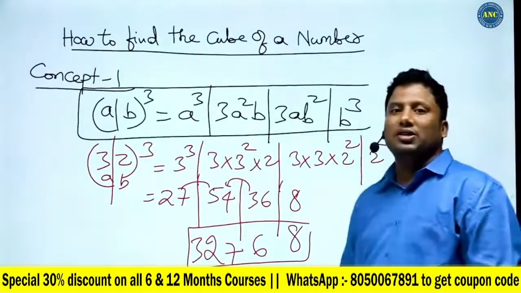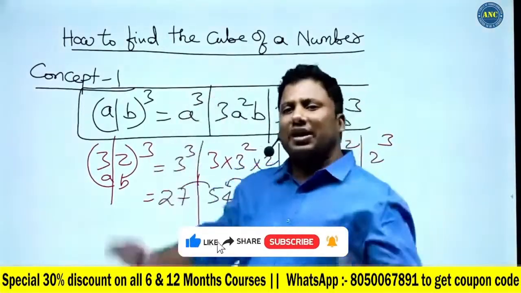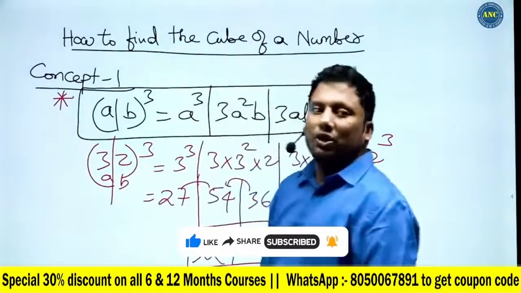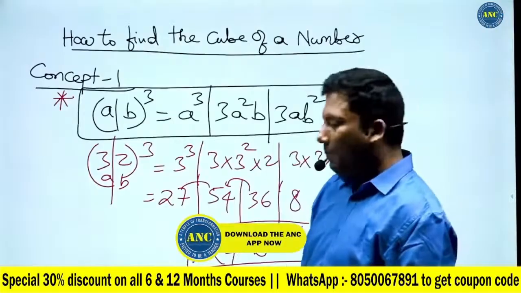32 whole cube is 32768. I hope the idea is clear. Similarly, to find the square of a number, we did (a plus b) whole square. To find the cube of a number, we will use (a plus b) whole cube.